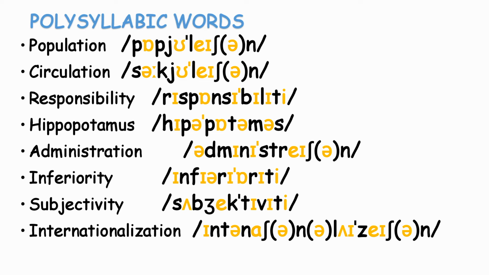Now here is the list of polysyllabic words. Poly means more than three syllables. It means more than three vowel sounds are present in a word. First example, population. How many vowel sounds are there? Four are there. So four, more than three. That's why it is a polysyllabic word.